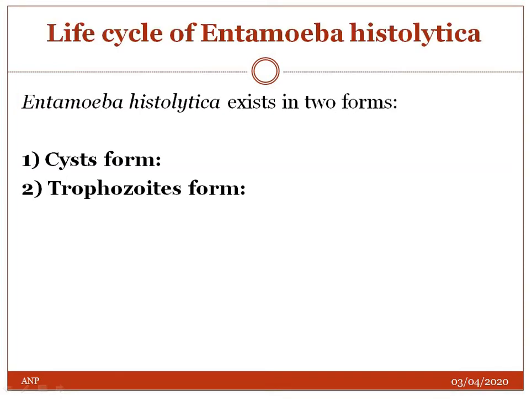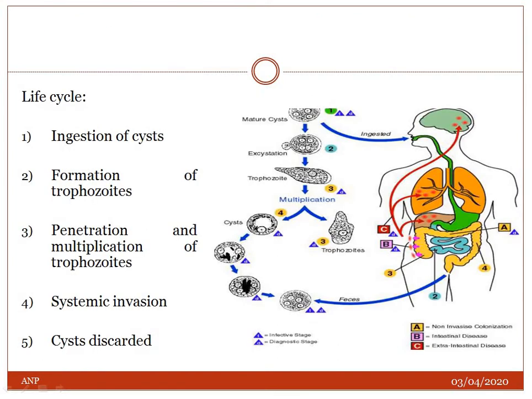Life cycle of Entamoeba histolytica. Entamoeba histolytica exists in two forms, the cyst form and the trophozoite form. The cyst form can survive outside the body, whereas the trophozoite form cannot survive outside the body. This is the detailed life cycle of Entamoeba histolytica, and it consists of the steps like ingestion of cyst, formation of trophozoites, penetration and multiplication of trophozoites, systemic invasion, and the last step in which the cyst is discarded from the body.